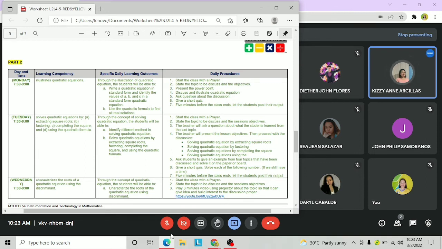And the second one is to solve quadratic equations by extracting square roots, factoring, completing the square, and using the quadratic formula. For our daily procedures, first, of course, we will still start the class with a prayer and then state the topic to be discussed and the session's objectives. The teacher will ask a question about what the students learned from the topic. The teacher will present the lesson objectives, then proceed with the discussion.